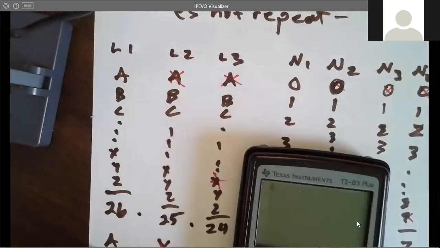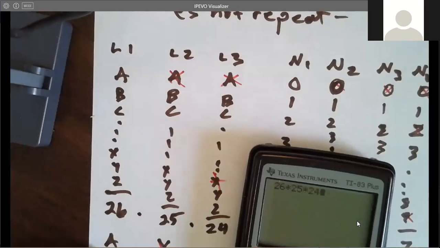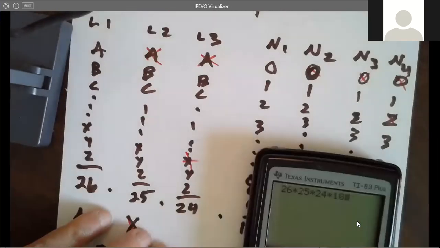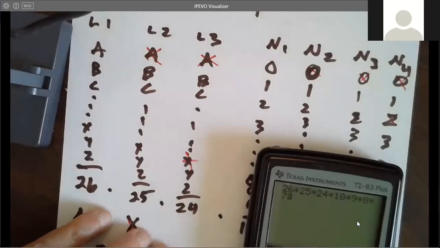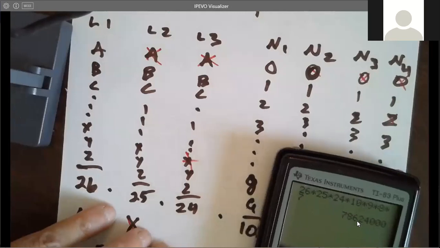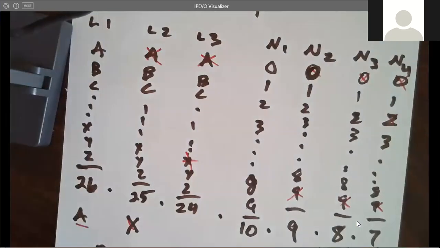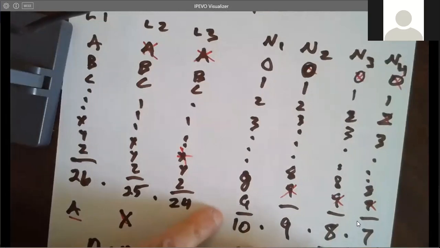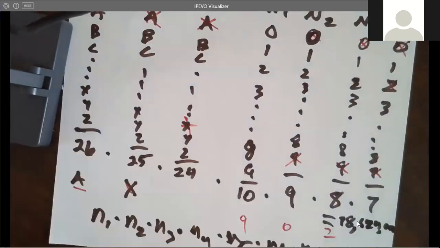So we said that was 26 times 25 times 24 times 10 times 9 times 8 times 7. And we calculate that out, and that's 78,624,000. And that's our answer.